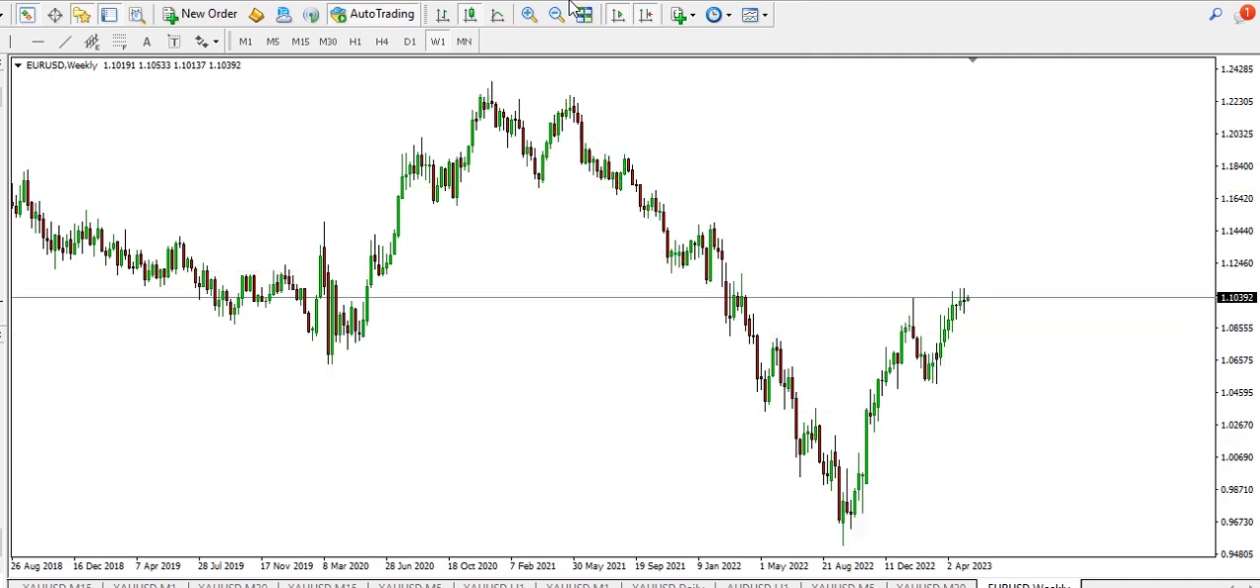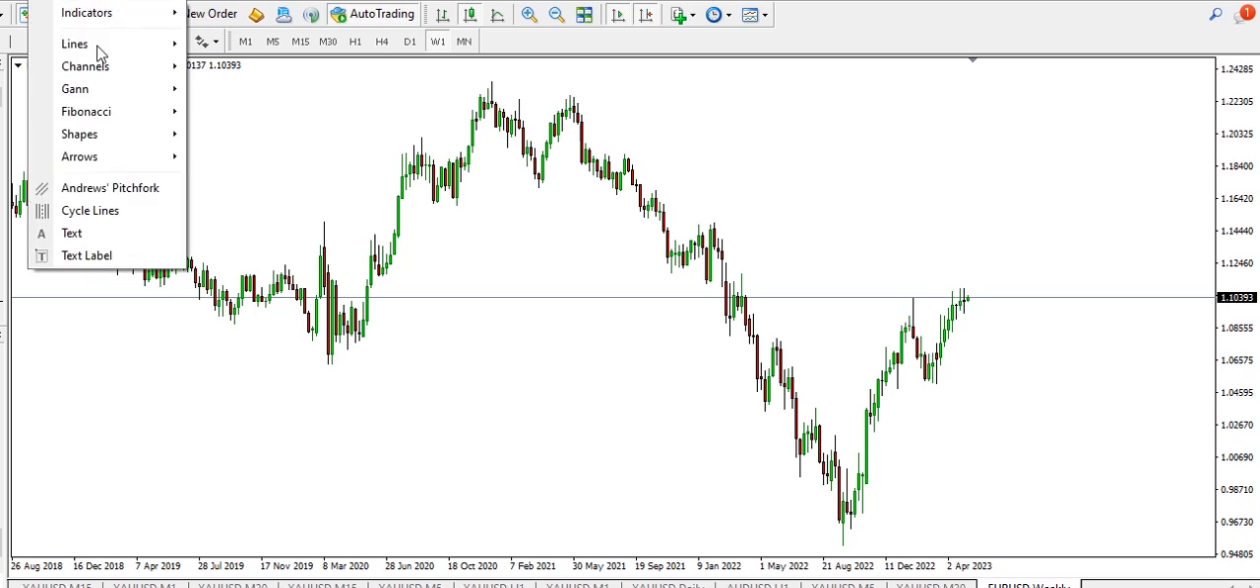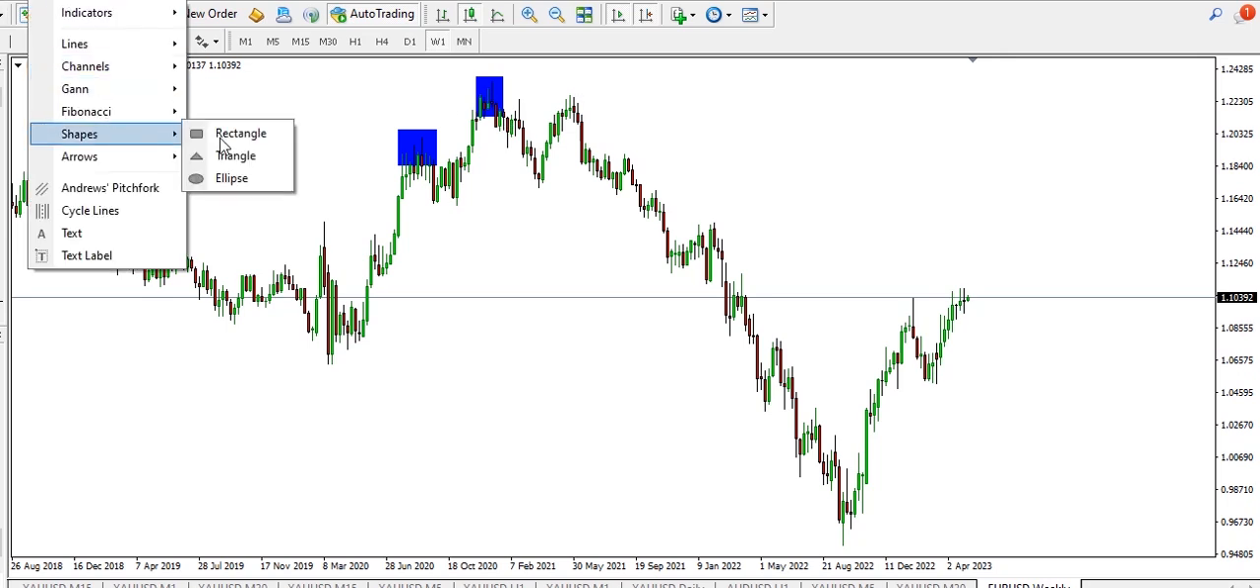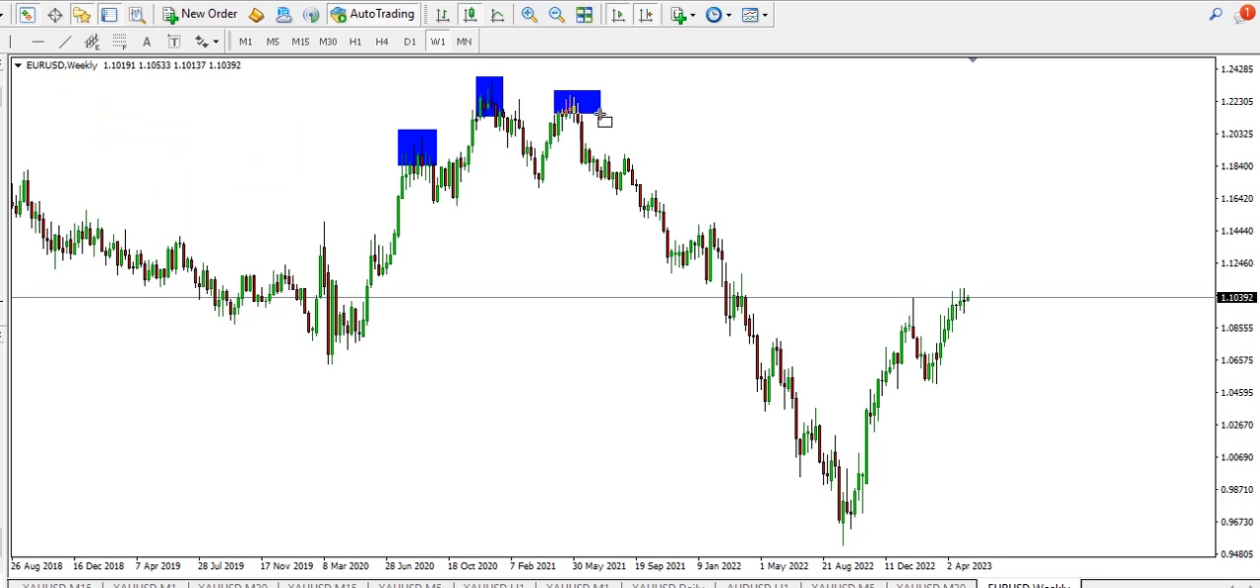Now let's look at another thing when selling. You can place sell trades when you see formations like head and shoulders. This is the left shoulder. We are looking at Euro USD on the weekly time frame. This is the left shoulder, this is the head, and this is the right shoulder. Okay, you can sell at the neckline. This is the neckline.